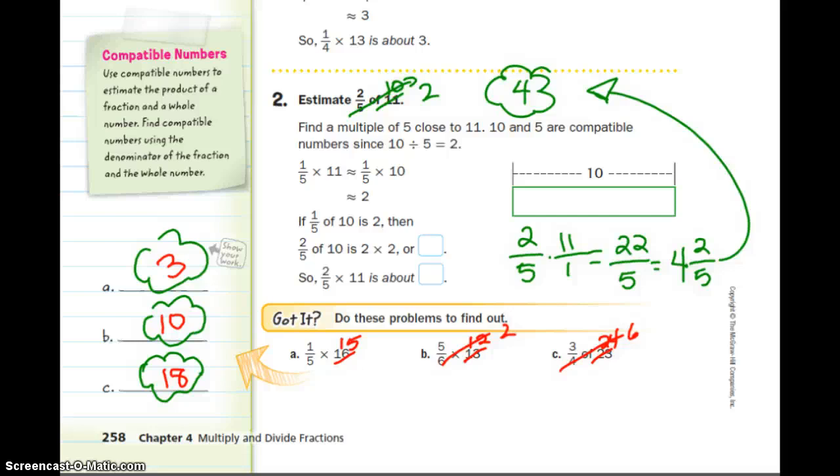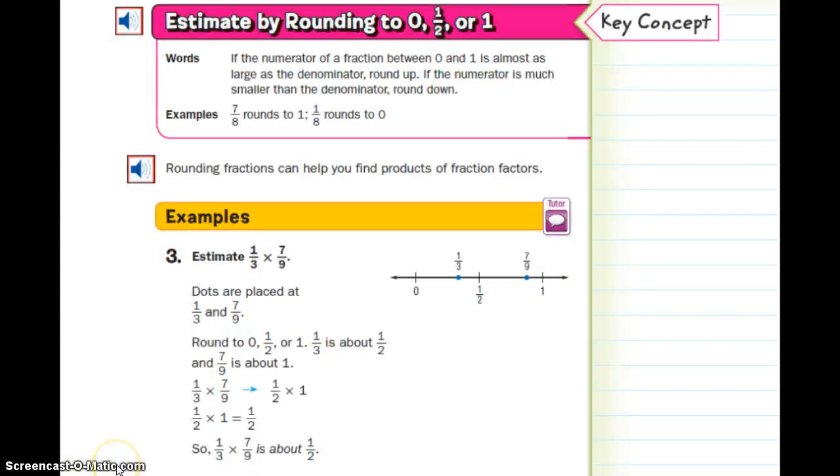Now we're going to look at fractions multiplied by fractions. Turn the page. Okay, so now we're going to estimate using 0, 1/2, or 1. Because we know that when we multiply fractions times fractions, if they're proper fractions, the answers are going to fall somewhere between 0 and 1. So, again, we want to come within that margin. In this case, a third and then 7/9. That's close to 1, so a third of 1 is 1/3.